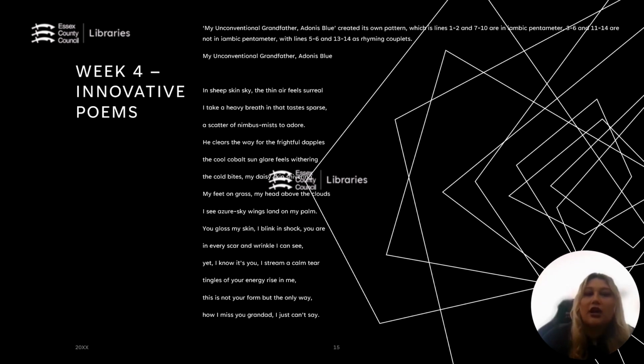So this is another example of a sonnet which didn't follow the traditional rules. This one's called My Unconventional Grandfather Adonis Blue. This one's a little bit complex because it created its own pattern. So lines 1 to 2 and 7 to 10 are in iambic pentameter. Lines 3 to 6 and 11 to 14 are not in iambic pentameter, with lines 5 to 6 and 13 to 14 as rhyming couplets.